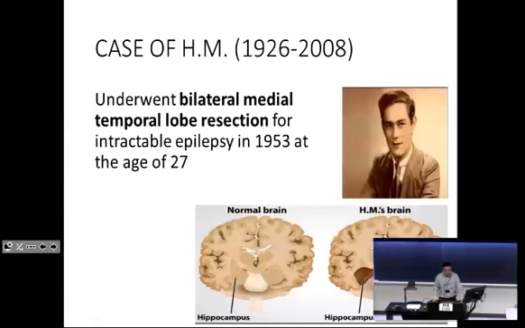But what happened in his case was they took out both of his hippocampi. And this, of course, was before we knew what the hippocampus did. It was a part of the temporal lobe. They weren't sure. They thought maybe it was important, but they had to do it. So they took both of his mesial temporal areas out. And you can see down here, this is the region, and they just took it right out.